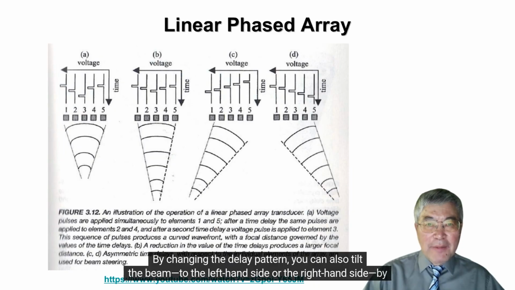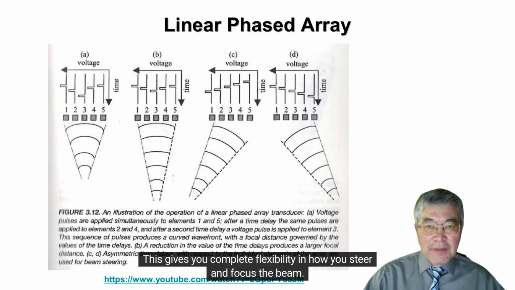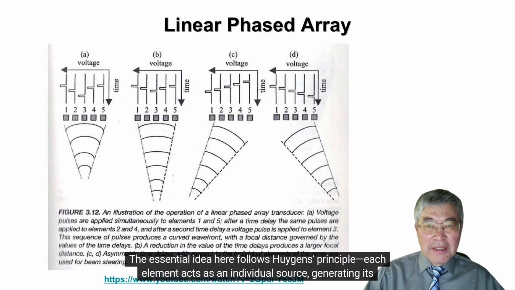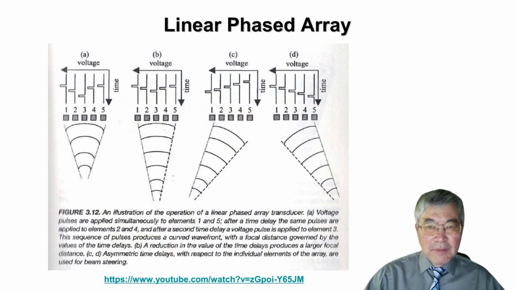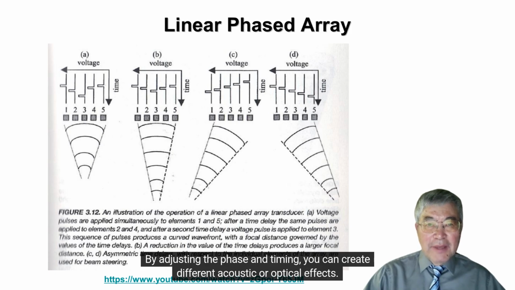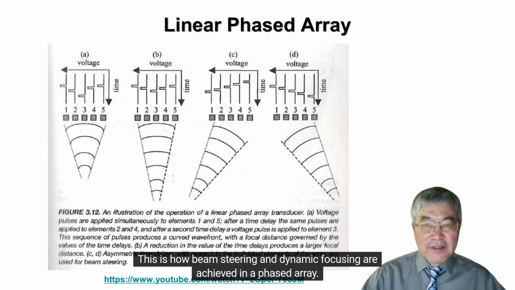By changing the delay pattern, you can also tilt the beam to the left-hand side or the right-hand side by linearly shifting the delay across elements. This gives you complete flexibility in how you steer and focus the beam. The essential idea here follows Huygens' principle. Each element acts as an individual source, generating its own waveform with a controlled relative phase. By adjusting the phase and timing, you can create different acoustic or optical effects. This is how beam steering and dynamic focusing are achieved in a phased array.